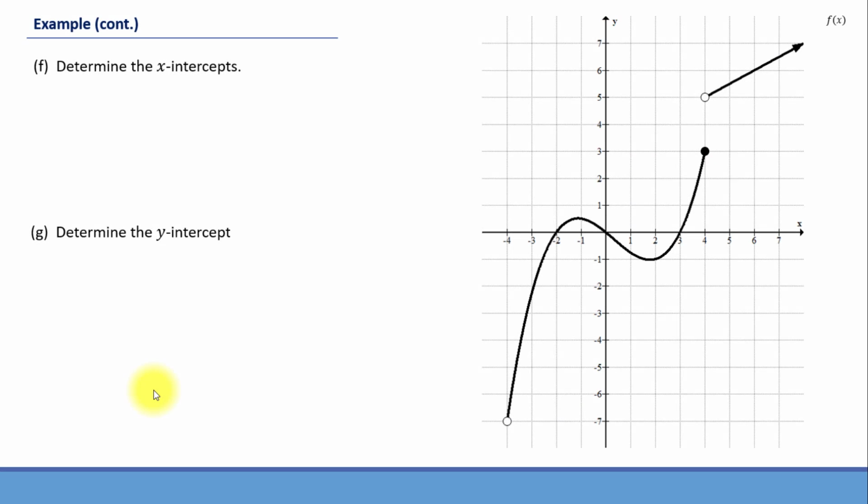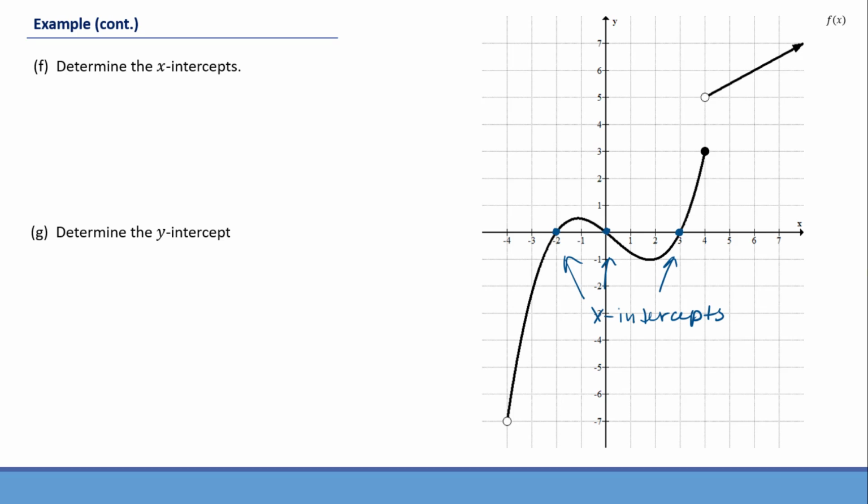And at the end of this video, we're going to do 2 more questions where we need to determine the x-intercepts and the y-intercepts of the function. Basically, the x-intercepts of a function are points where the graph crosses the x-axis. How many points like that can you find? I found 3 here: at -2, at 0, and at 3. So that's where the graph crosses the x-axis, and therefore these points are called x-intercepts.